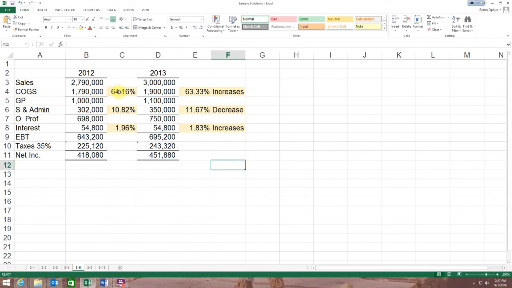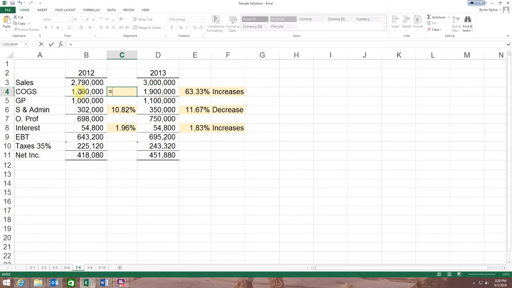what I've done beside here is done a percentage to sales. So this is my cost of goods sold, and I want to know what it is based on sales, because looking at the raw numbers, it's kind of difficult for me to tell whether its effect on profitability is an increase or a decrease. But if I put it in percentages, it will help. So I simply hit equals, and I take my cost of goods sold and I divide that by my sales, and I end up with that 64.16%.